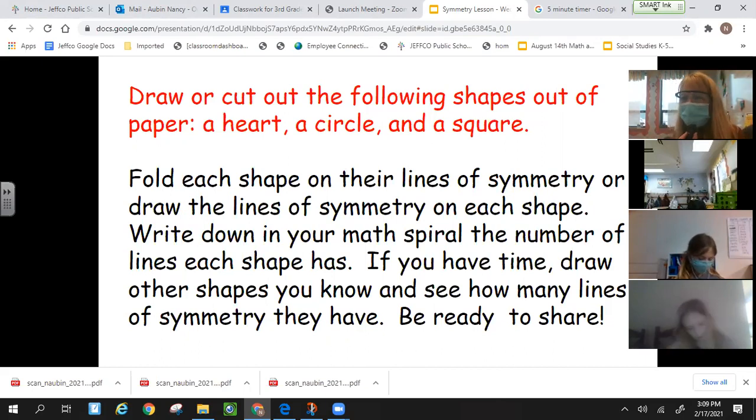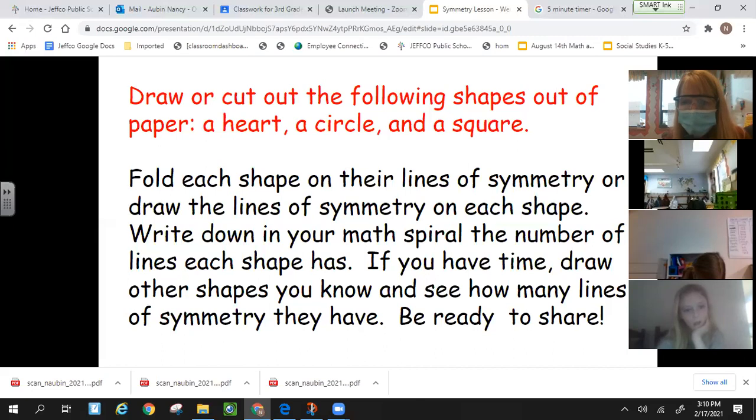Then if you are waiting and say, Mrs. Aubin, I'm done, in your math spiral, think of some of those other polygons we talked about today that you said we've already studied: octagons, hexagons, trapezoids. Draw some of those and see if you can find the line of symmetry for each one. Any questions? Are you all right? Okay, you may get started.